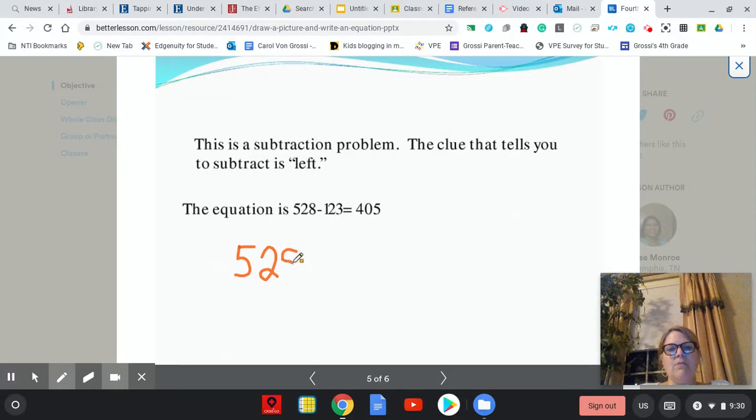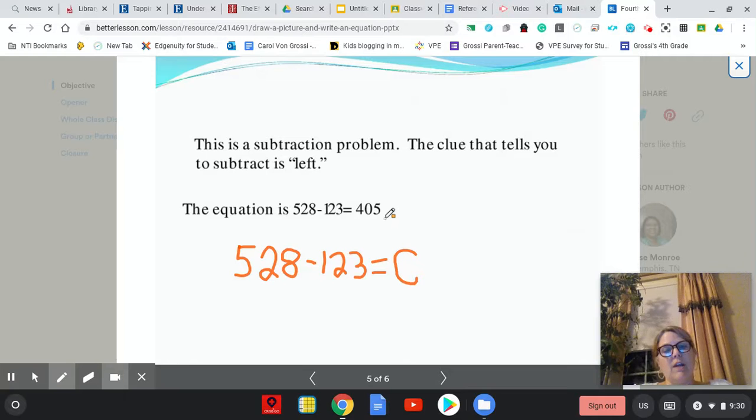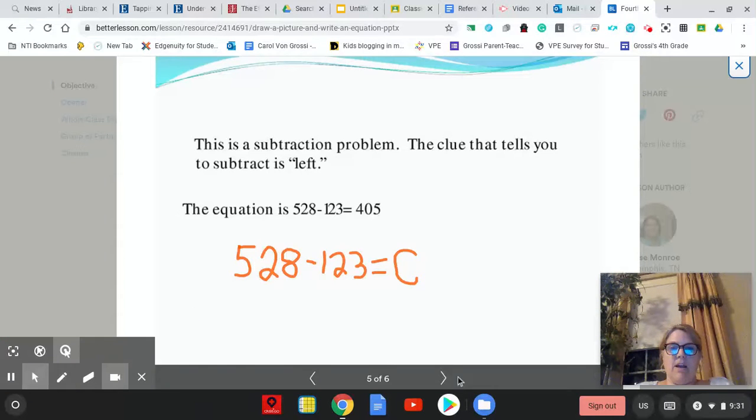So it was 528 minus the number he gave away, which is 123. And you're going to say it equals, and here's where your variable goes in, C for cows. And then you solve the problem. When you finish, 405 is your answer, and you really should write that out. In the end, he has 405 cows left. Remember, you're going to kind of restate that question and answer it in a sentence. All right.